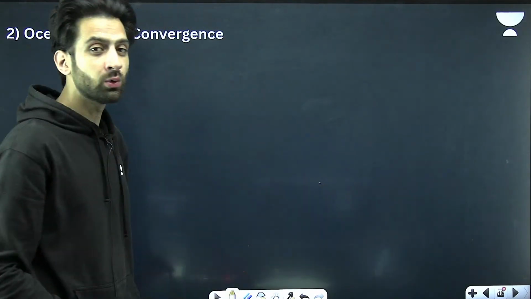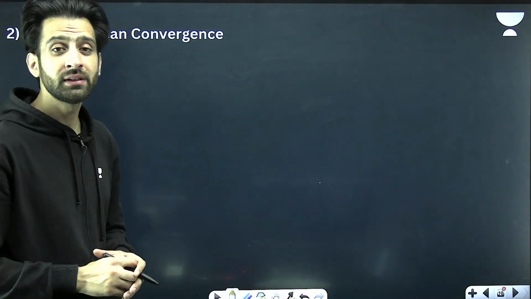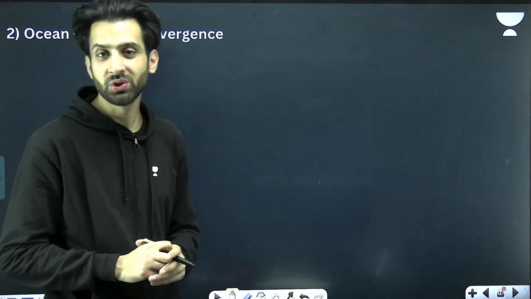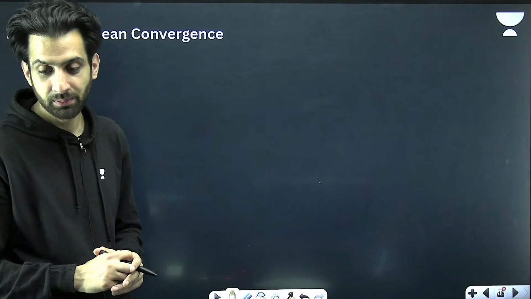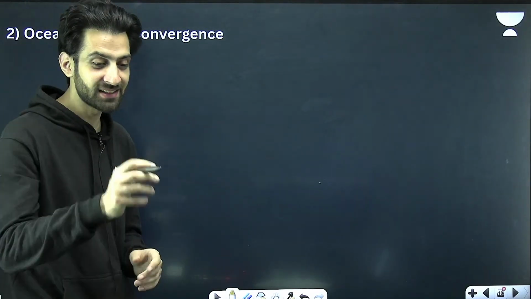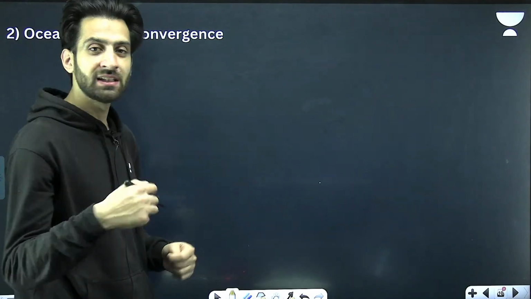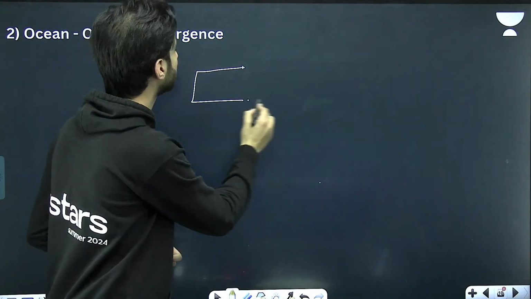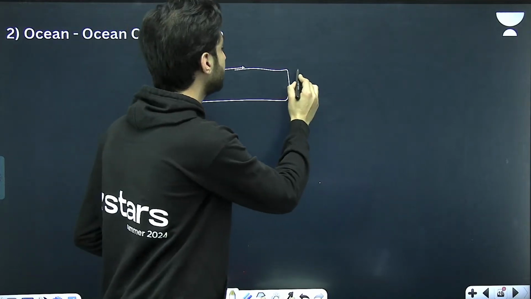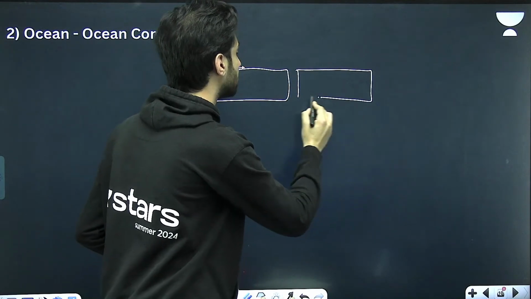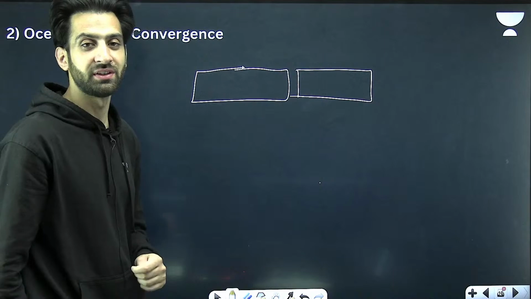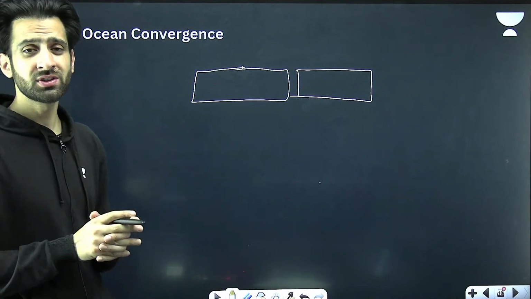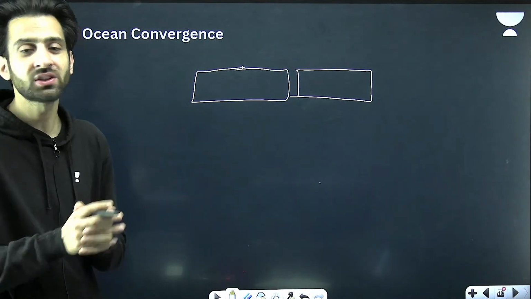Now, when we go to the ocean-ocean convergence, what all things do you need to know? There will not be geosynclines. Nazca plate, correct. That's great. That's right. Nazca plate is the name of the plate. That's the minor plate. So, when you go into the ocean-ocean convergence, you will find that there is no geosyncline present. Clear?